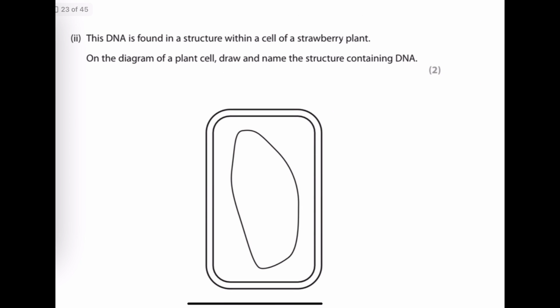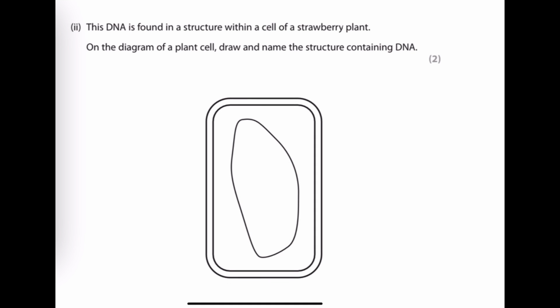So this DNA is found in a structure within a cell of a strawberry plant. On the diagram of the plant, draw the name of the structure containing DNA. This is the permanent vacuole, so we can't actually draw here. We'll draw in the cytoplasm, which is in this area, and because this is what contains DNA, we know that this is the nucleus. And it says label, so make sure that we label it.